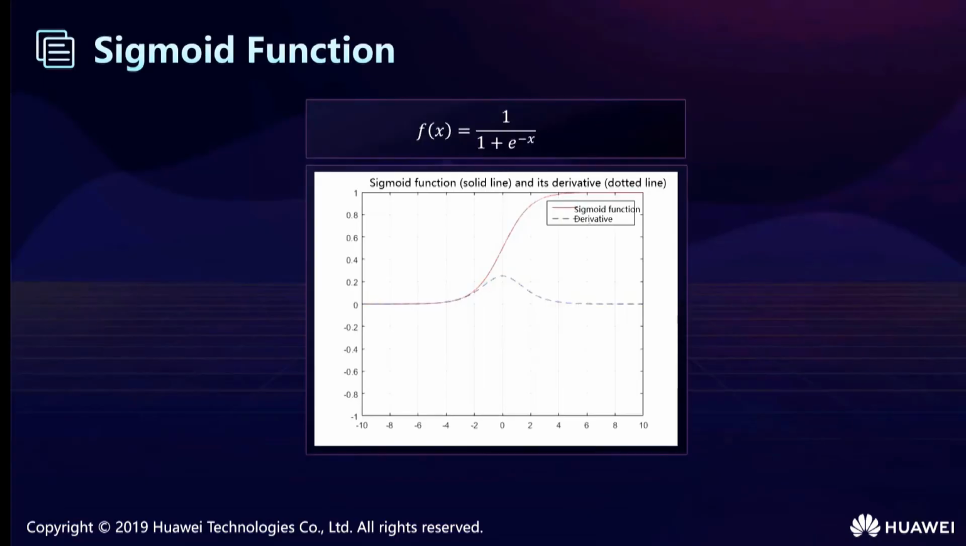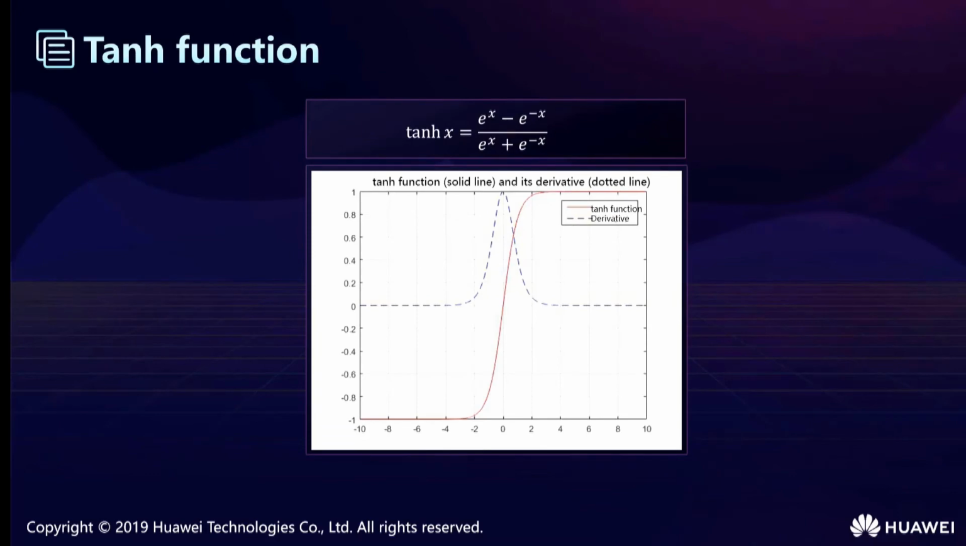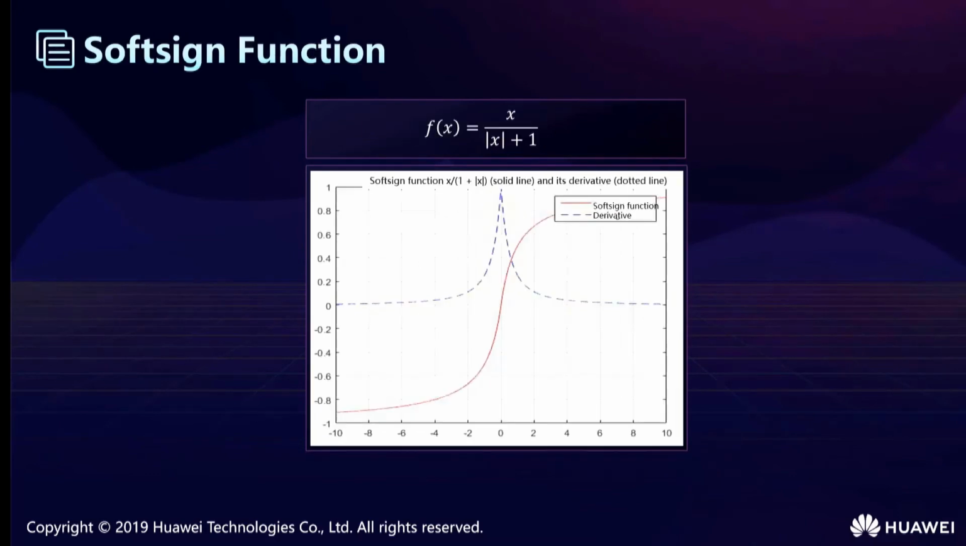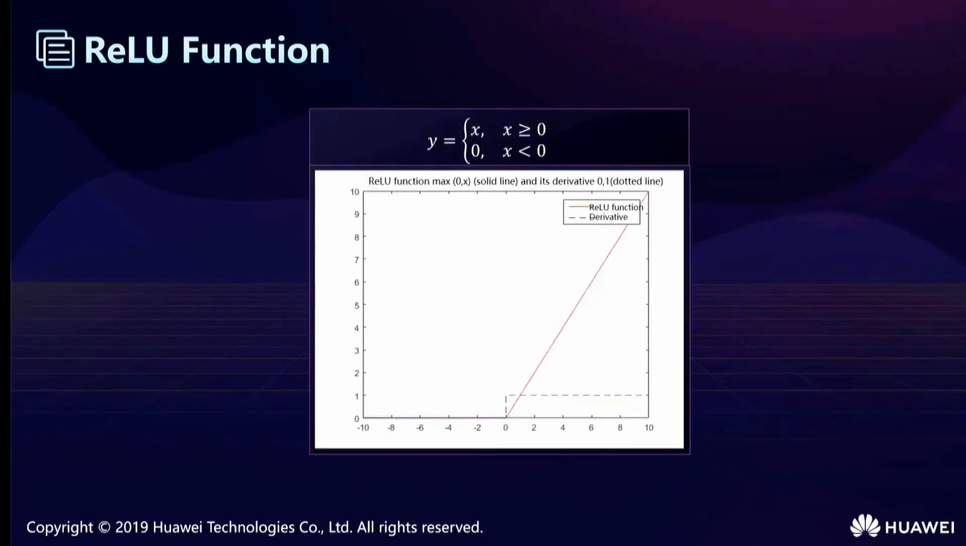The Sigmoid function is smooth and continuous and easy to differentiate. The output is bounded and the network is easier to converge. We can see that its values range from 0 to 1. It's the first function we used, and there are also the tanh function, the softmax function, and the ReLU function. The ReLU function is one we use very frequently.